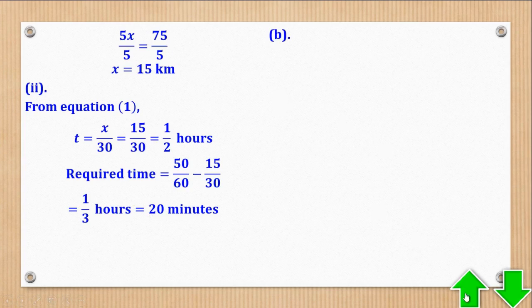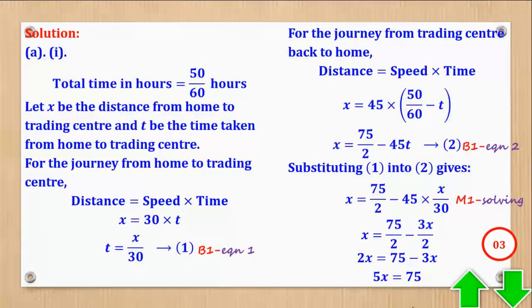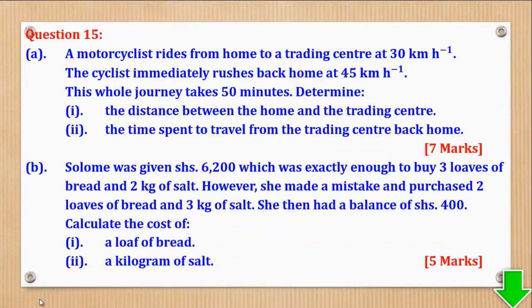So now we shall go to part B. Part B says, Salome was given shillings 6,200, which was exactly enough to buy 3 loaves of bread and 2 kilograms of salt. However, she made a mistake and purchased 2 loaves of bread and 3 kilograms of salt. She then had a balance of shillings 400. Calculate the cost of a loaf and the cost of a kilogram of salt.